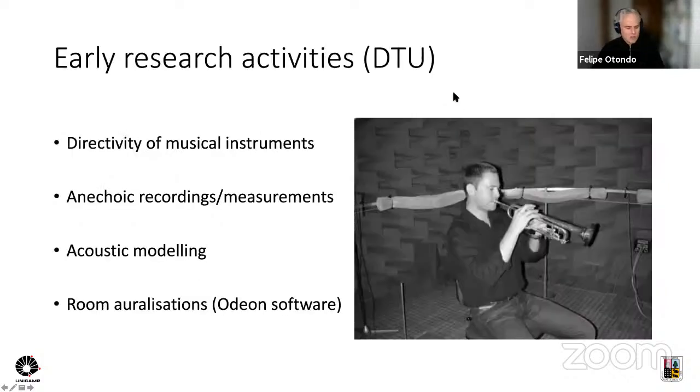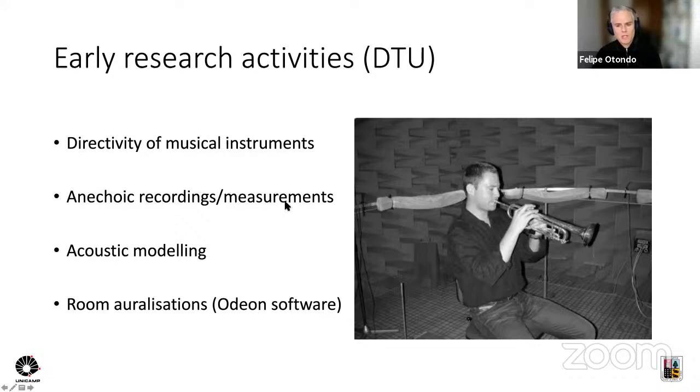Right, so my early research activities were at the Danish Technical University, in the north of Copenhagen. I was hired in an EU project called Mozart as part of the room acoustics group there, exploring the directivity of musical instruments. There hadn't been much research into this field. There was a famous book by Jürgen Meyer, The Performance of Music, but there was not a lot of data on directivity of musical instruments. So we did quite a lot of recordings and measurements in anechoic chambers, thinking that all that data could be used later for acoustic modeling.